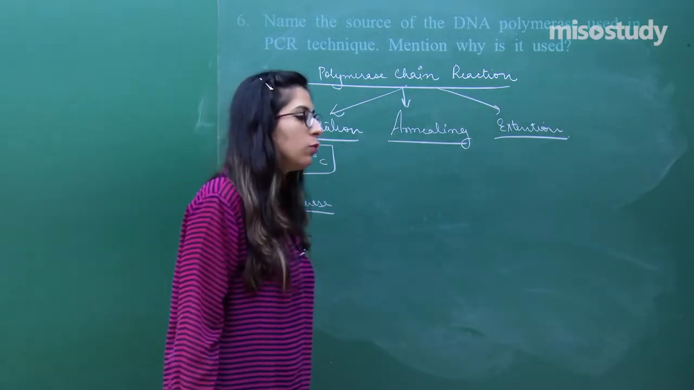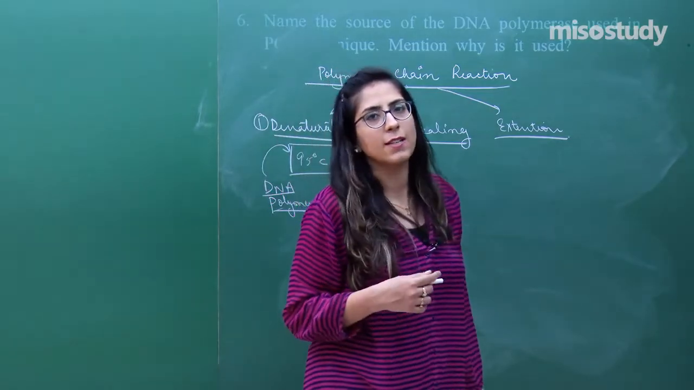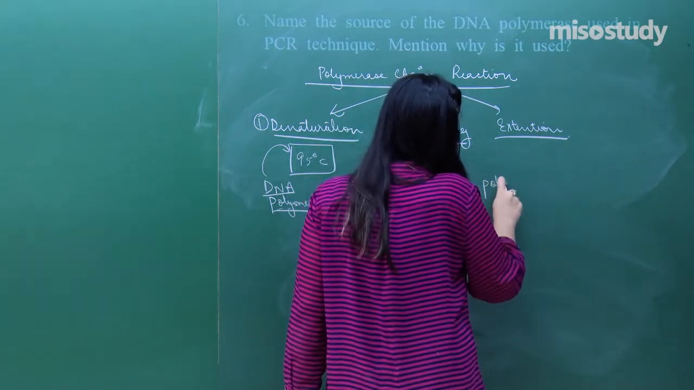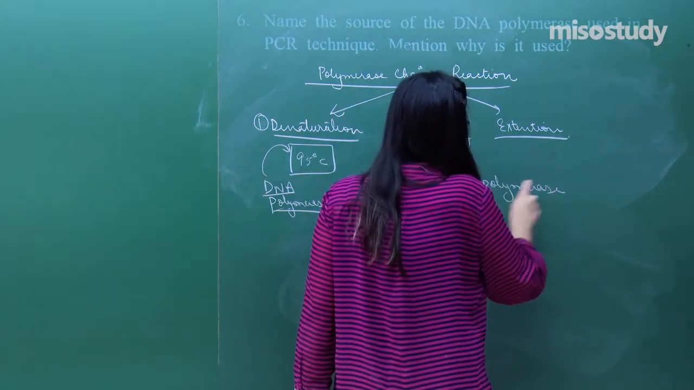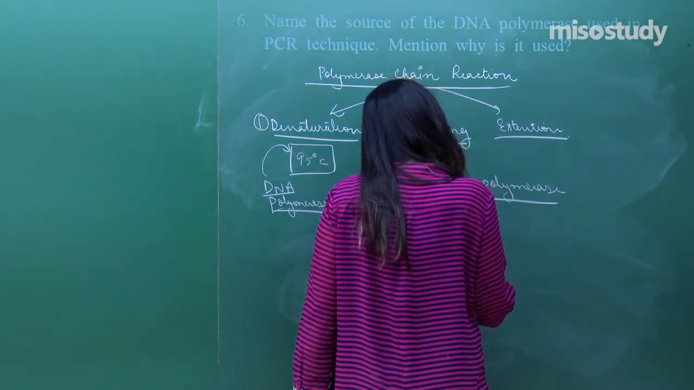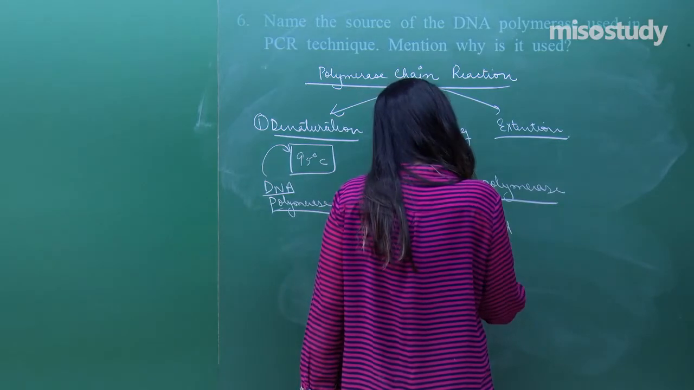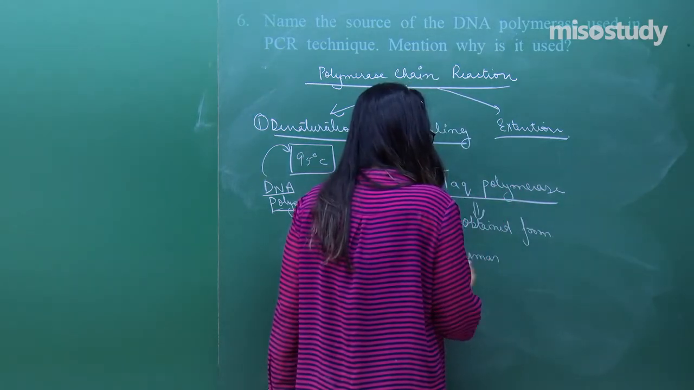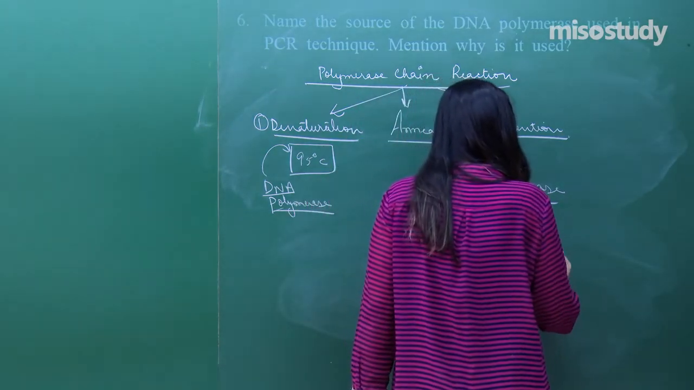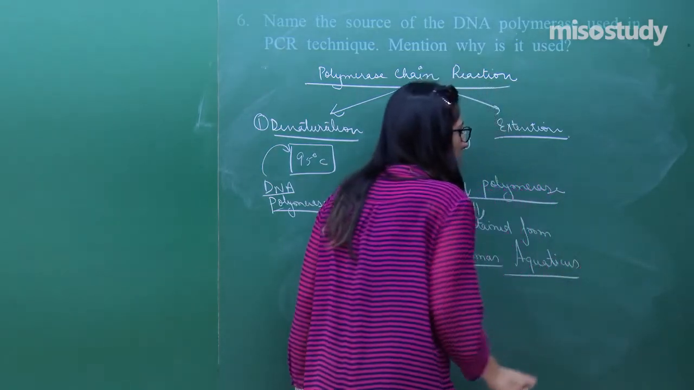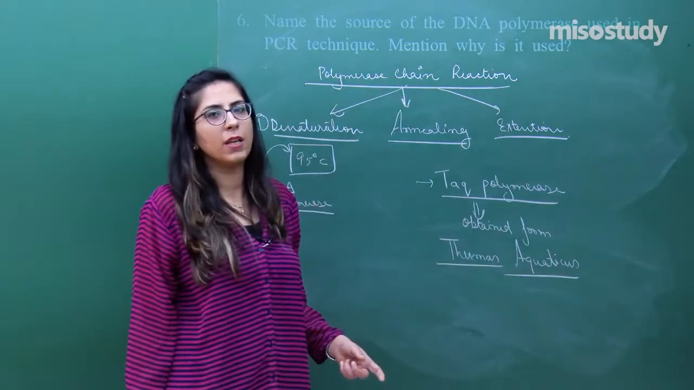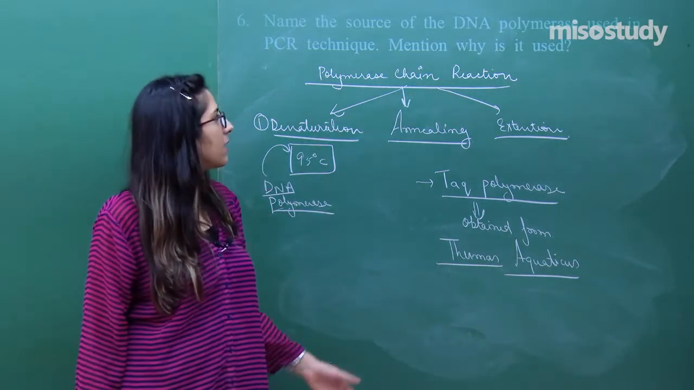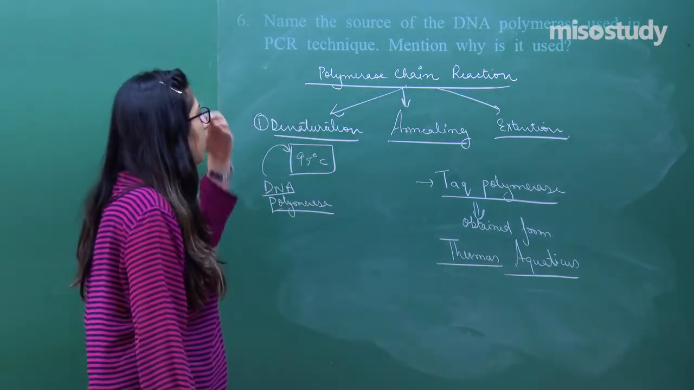So, Kary Mullis used one enzyme which is called Taq polymerase, and that Taq polymerase is obtained from Thermus aquaticus, which lives in hot springs. That's why they have a tendency to sustain even at a very high temperature. So this is the correct answer, that is Taq polymerase is used, which is obtained from Thermus aquaticus.